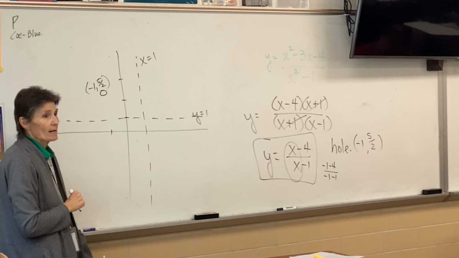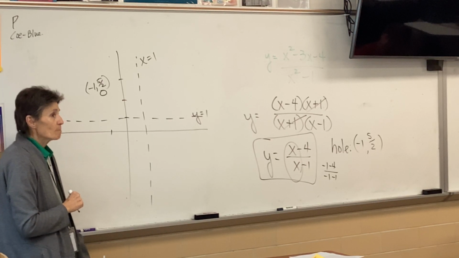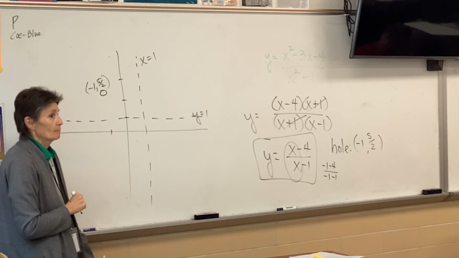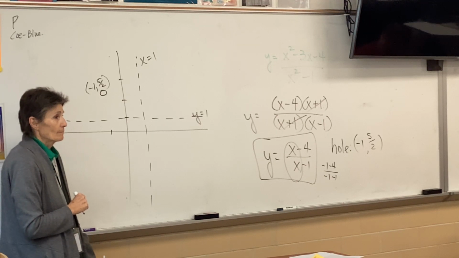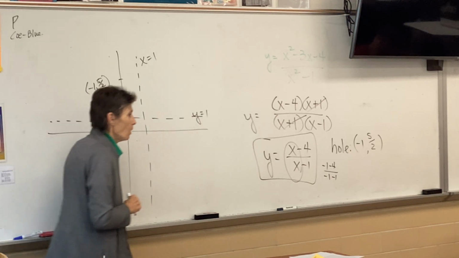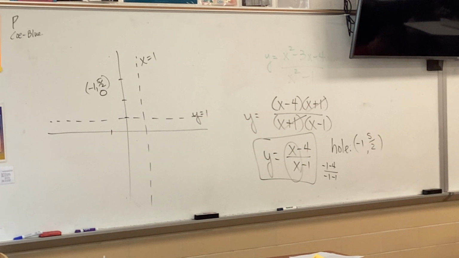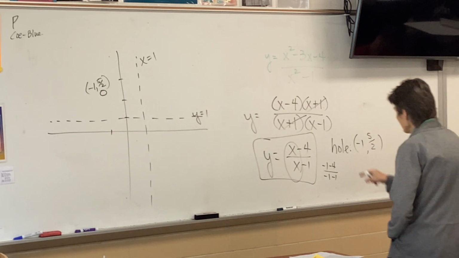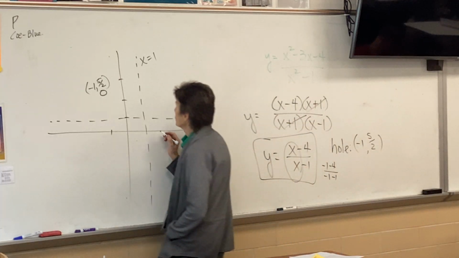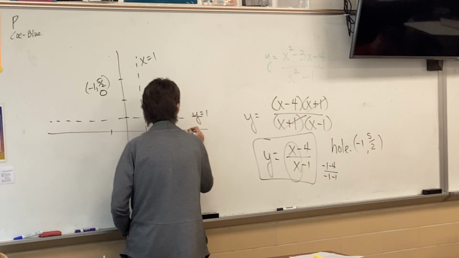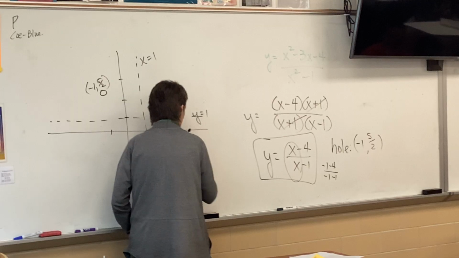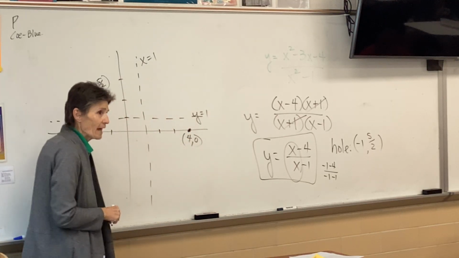Alright, how about intercepts? Where's my x-intercept? Where do I get x-intercepts from? The numerator. X-intercepts come from the numerator. Look at it, it's 4.